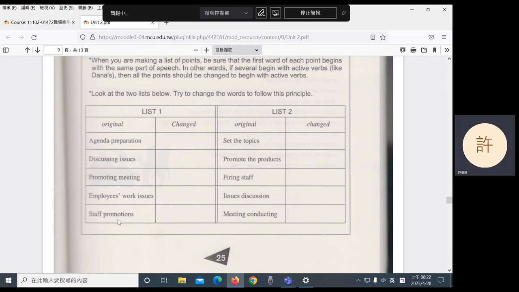Staff promotions should be discuss staff promotions. Well, it depends. Maybe you are promoting staff during the meeting. If you're promoting staff during the meeting, then it should be promote staff. But if you're only talking about how to promote staff, it should be discuss staff promotions.